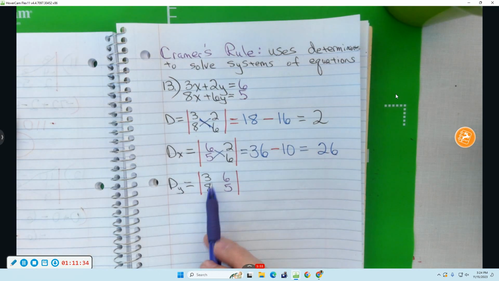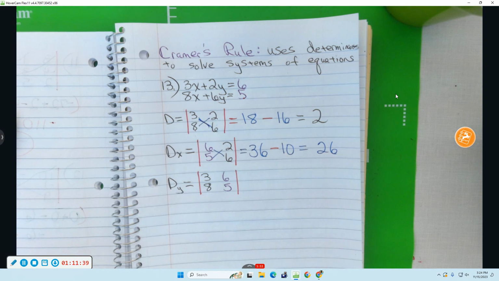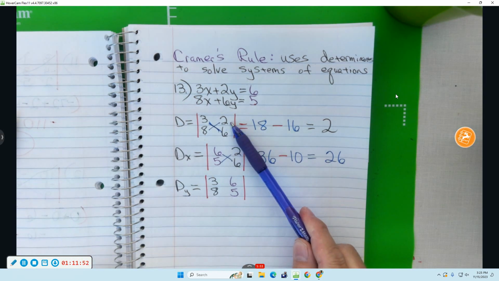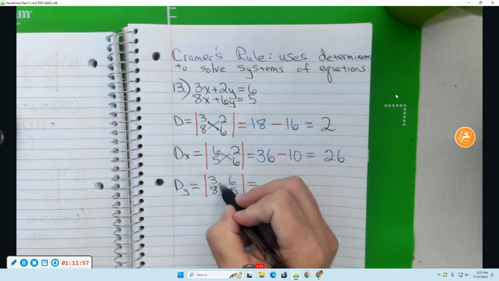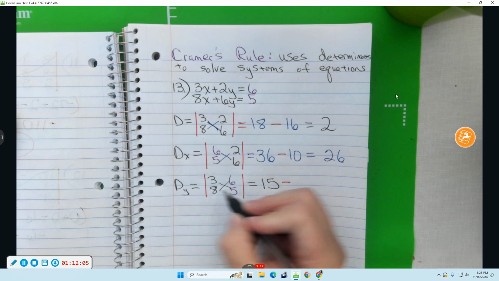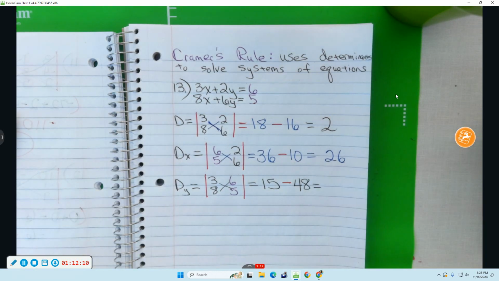You don't leave the x column 6, 5 and then do the y column 6, 5 as well. If you have two identical columns, the determinant's going to be 0. That's not what you're doing. You only replace one column. Whatever the subscript is, that's the column that's being replaced in D. So that's cross multiply 15 minus 48. 6 times 8. 15 minus 48 gives me a negative 33.